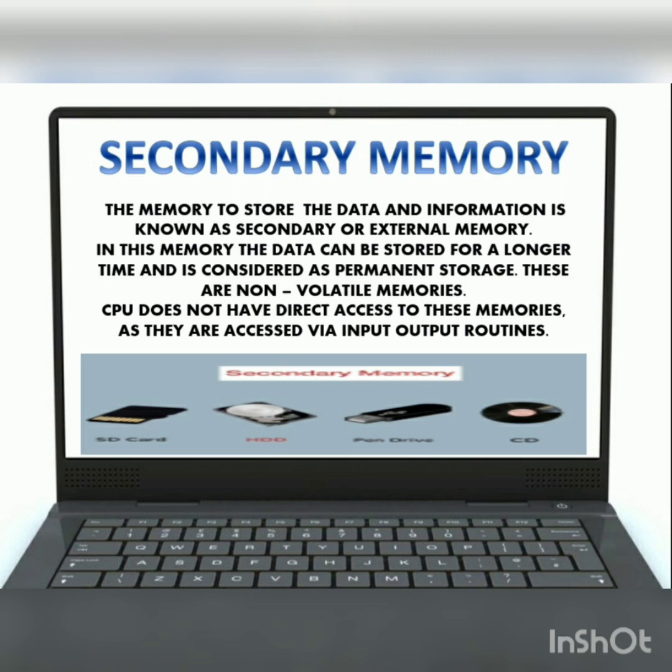Kids, there are also lots of characteristics of secondary memory. These are magnetic and optical memory. It is also known as backup memory. It is used to store data for a longer time. But the speed of the secondary memory is slower than the primary memory.